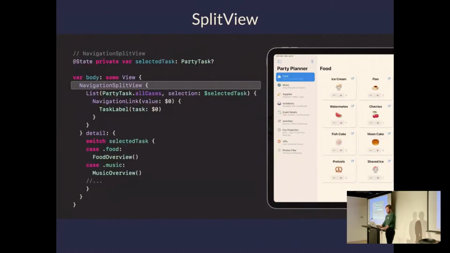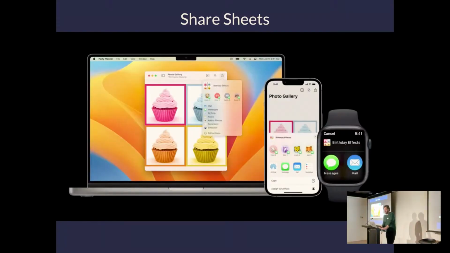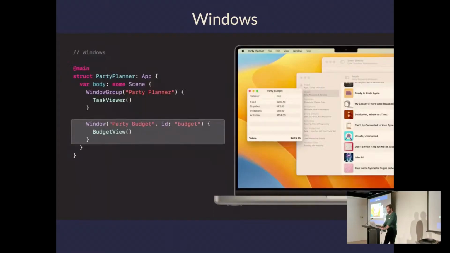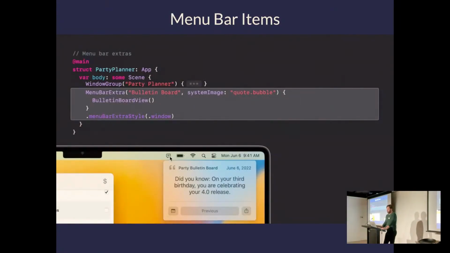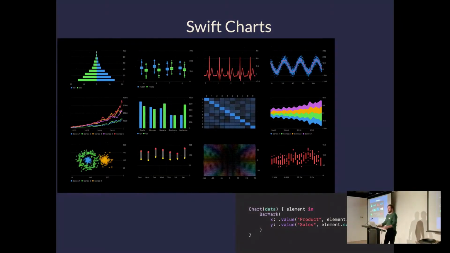Much easier. We finally get split view on iPad, which was one of the missing bits from UIKit that we didn't have. Two or three column layouts are supported. We also have share sheets, which I actually didn't even realize was missing from iOS, but it's good that it's there. You would have had to do a UIKit wrapper in SwiftUI before. Mac also gets Windows, so you can make an app that actually feels like a Mac app. You also get menu bar items, so lots of stuff that makes SwiftUI usable on a Mac, really.